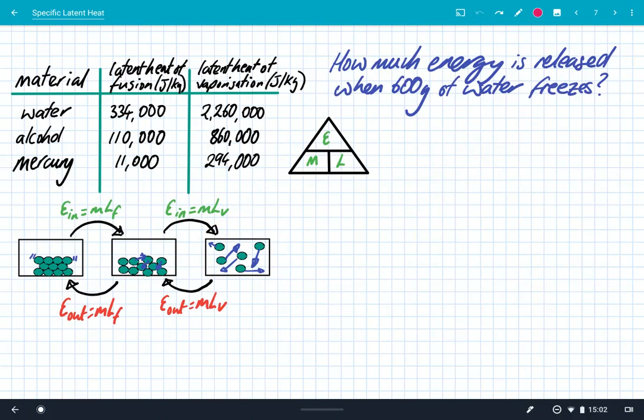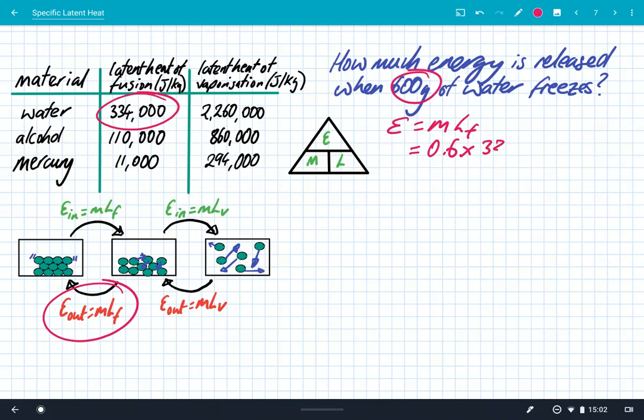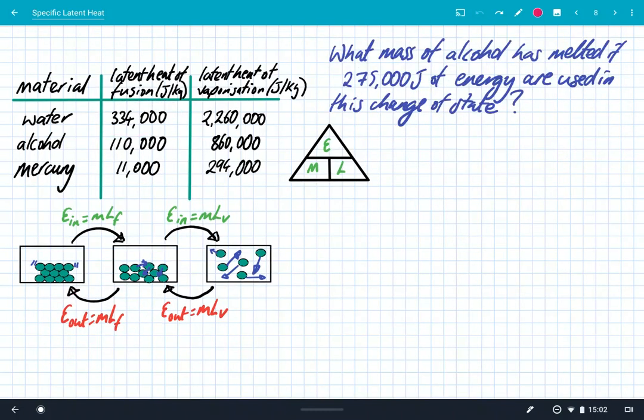Next question. How much energy is released when 600 grams of water freezes? So when this liquid water is freezing, it loses its energy. So the energy is going to be M times LF because we're going from a liquid to a solid. Our mass, here it's given in grams. We don't use grams, we need to divide by 1,000, so we get 0.6 times LF, and the LF of water is 334,000 joules. And that gives us an energy out of 200,400 joules. Very simple.